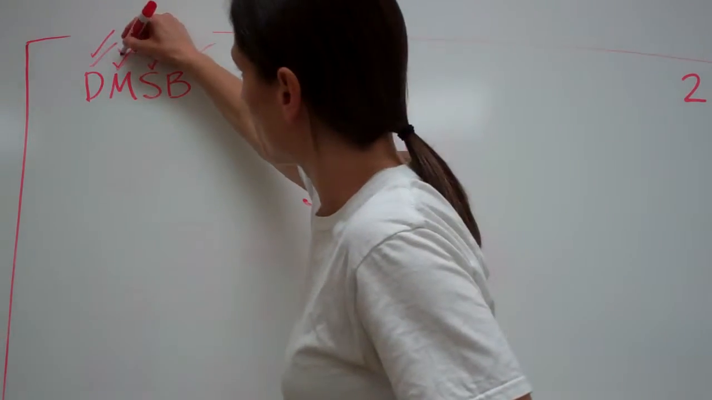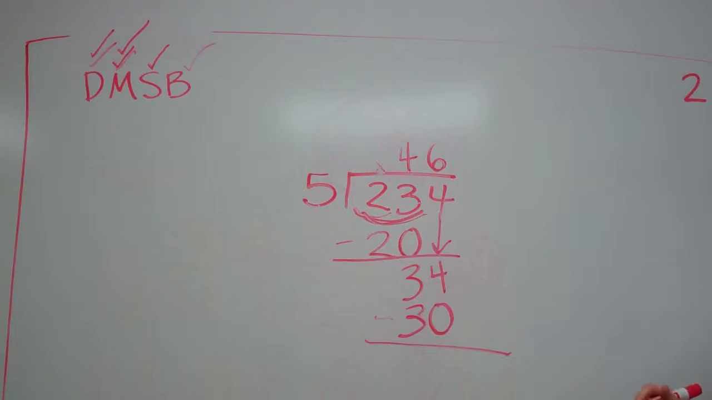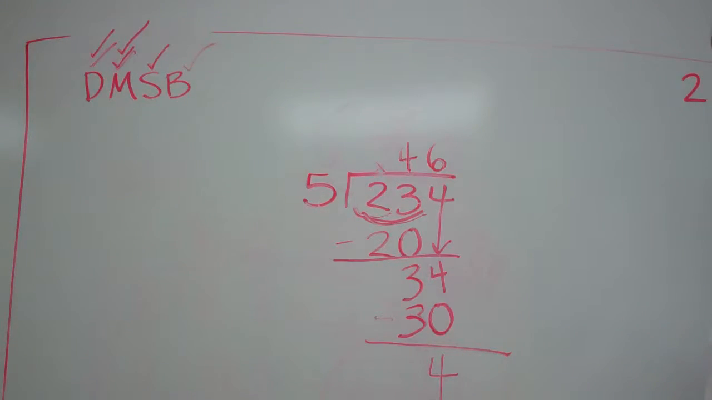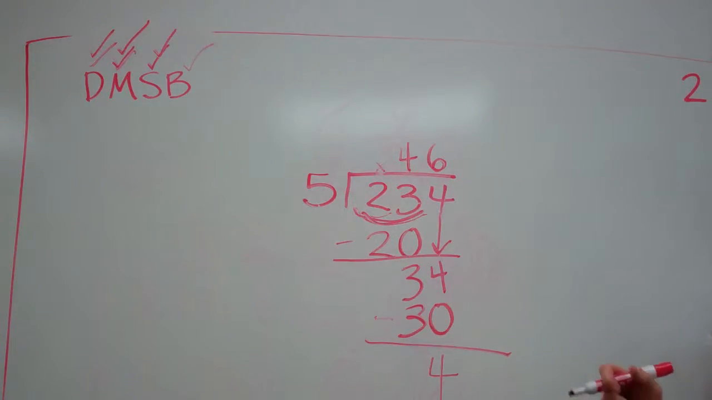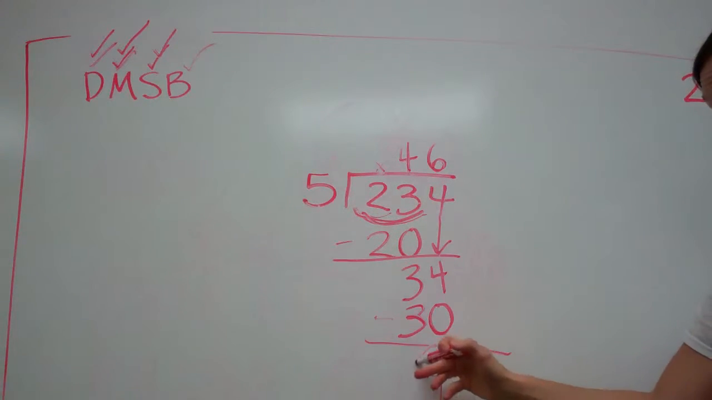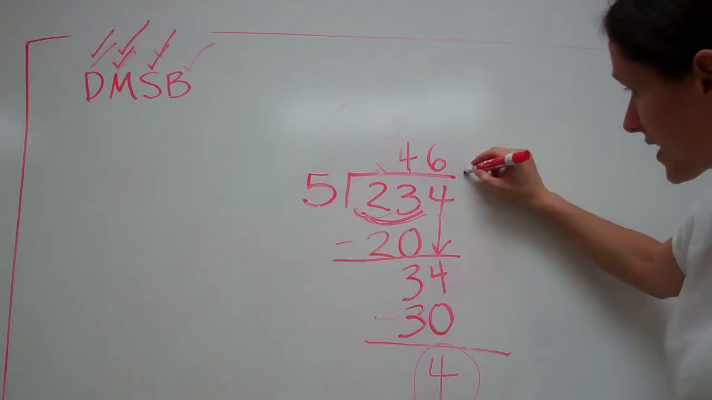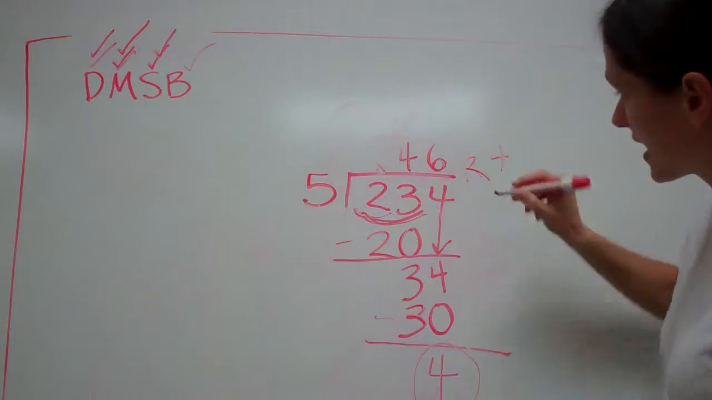Okay, then what am I going to do? Subtract. I'm going to subtract. And I get 4. Okay. Now, what am I supposed to do? Bring down. Is there anything else to bring down? No. So, what about this number down here? Remainder. Very good. So what you put is 46, remainder 4. That's what is left over.